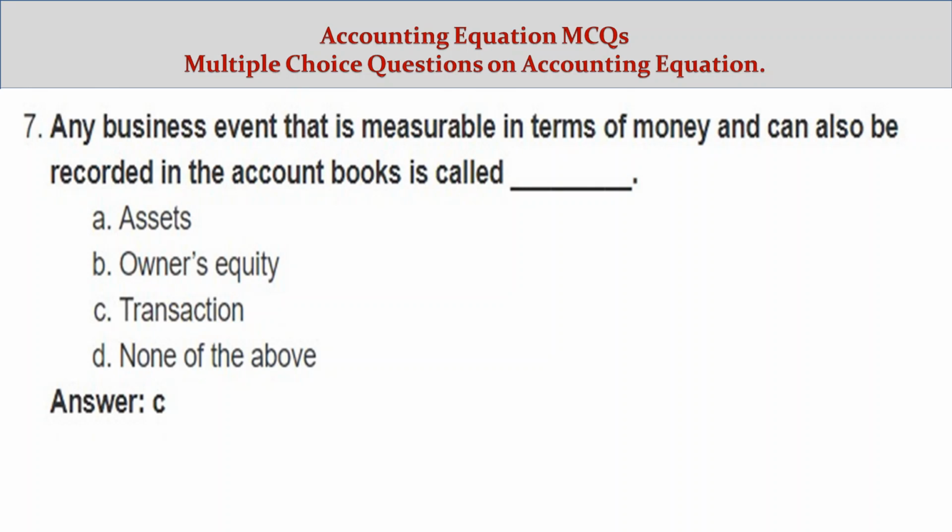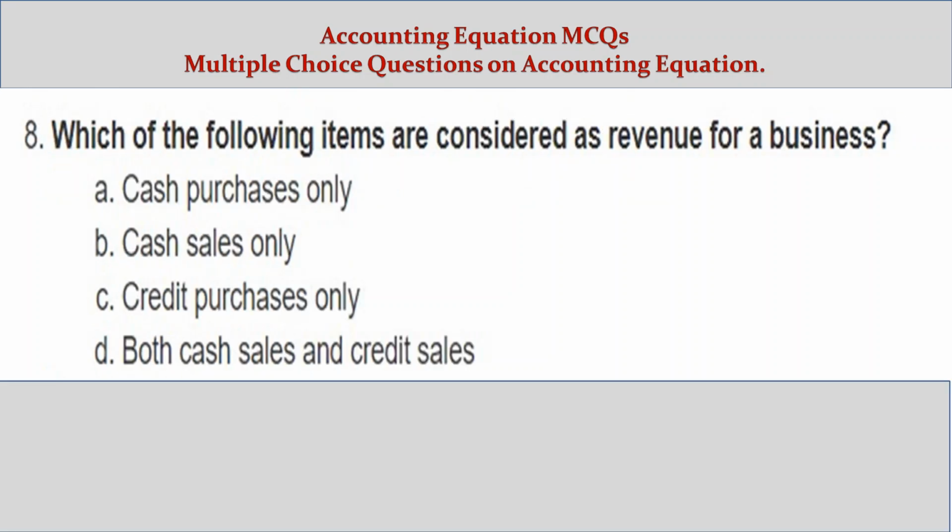Answer C. Transaction. 8. Which of the following items are considered as revenue for a business? Option A. Cash purchases only. Option B. Cash sales only. Option C. Credit purchases only. Option D. Both cash sales and credit sales.